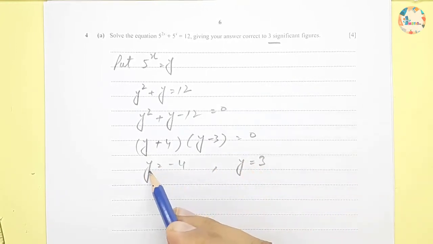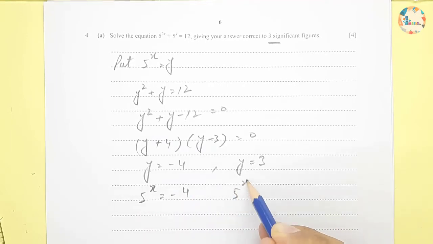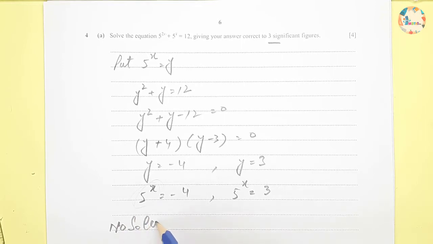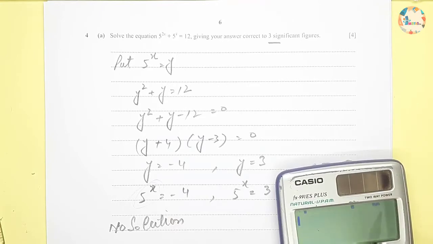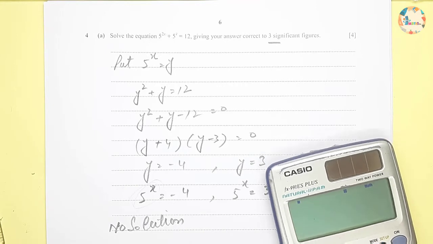And now we can reverse this substitution. So this will be 5 raised to the power x is equal to minus 4 and 5 raised to the power x is equal to 3. There is no such power which gives a negative answer, so for this portion we will say no solution. For the other one we can use a calculator to solve, or we can use log also. So I will use the calculator first.